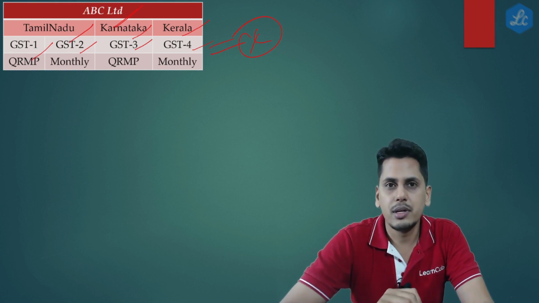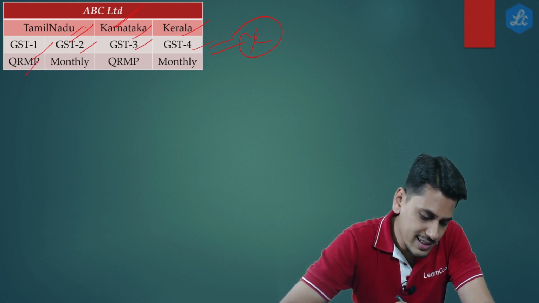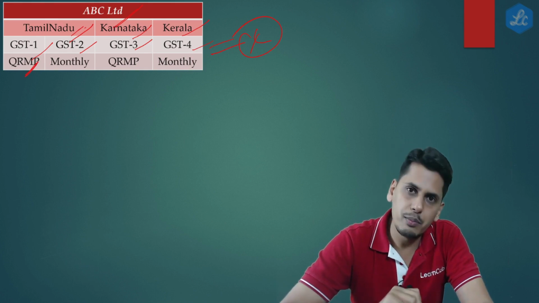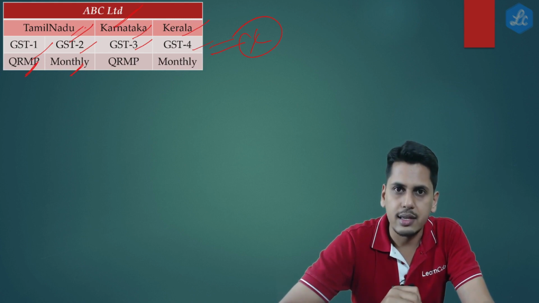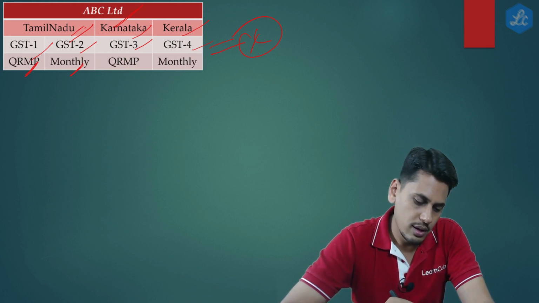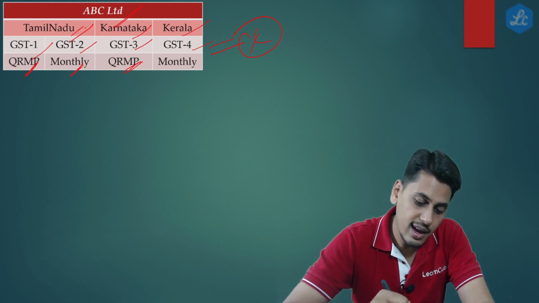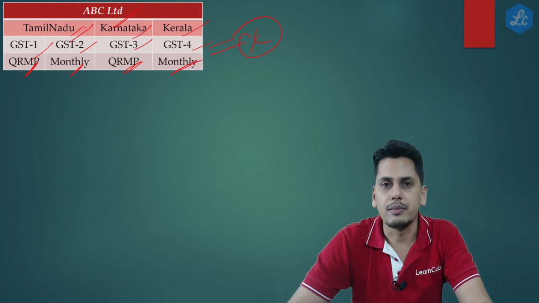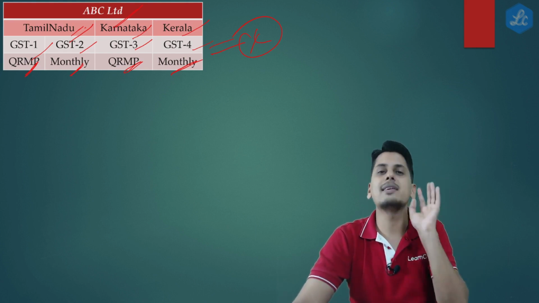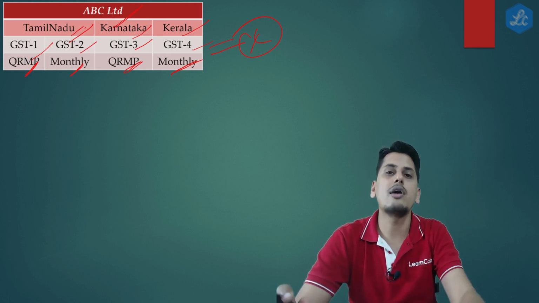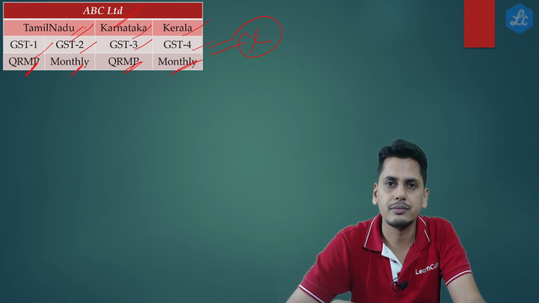Now friends, the question is, can ABC Limited, while it is operating in Tamil Nadu, for one GST number choose QRMP scheme, and for the other GST number choose the monthly scheme? In Karnataka, it wants to choose QRMP scheme. In Kerala, it wants to choose monthly scheme. Is this possible? Assuming the aggregate turnover, the PAN-based turnover of ABC Limited, is below 5 crores in the preceding financial year.